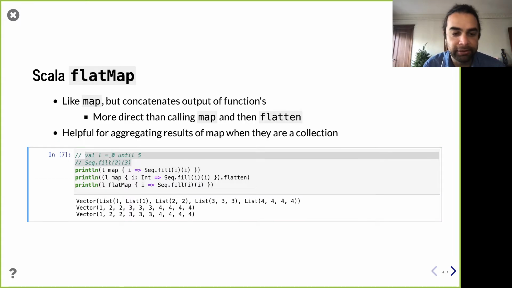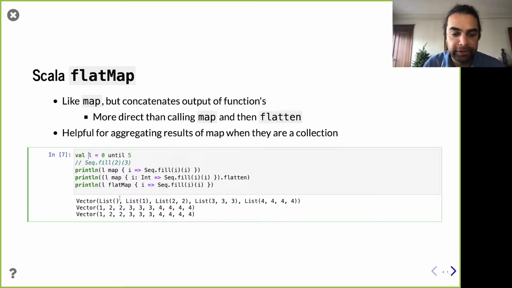Those are just reminders of how this code works. But let's say I want to call seq.fill on a number. I'm going to get i copies of the value i. And if I do that on 0 through 5, I get 0 zeros, 1 one, 2 twos, 3 threes, and 4 fours. Okay, that's cool.